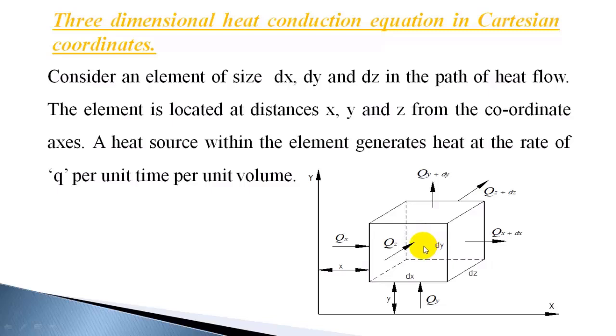So we are assuming that heat is generated within the element per unit volume. So in the entire body of this element, heat is assumed to be generated. So we are taking the most general case where heat flow is three-dimensional and heat is generated. We assume that the temperature is changing with respect to time. So even the rate of heat flow will be changing with respect to time.